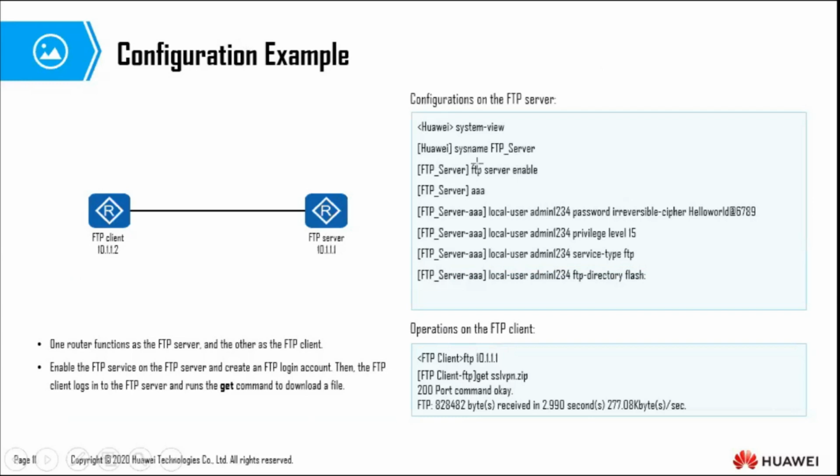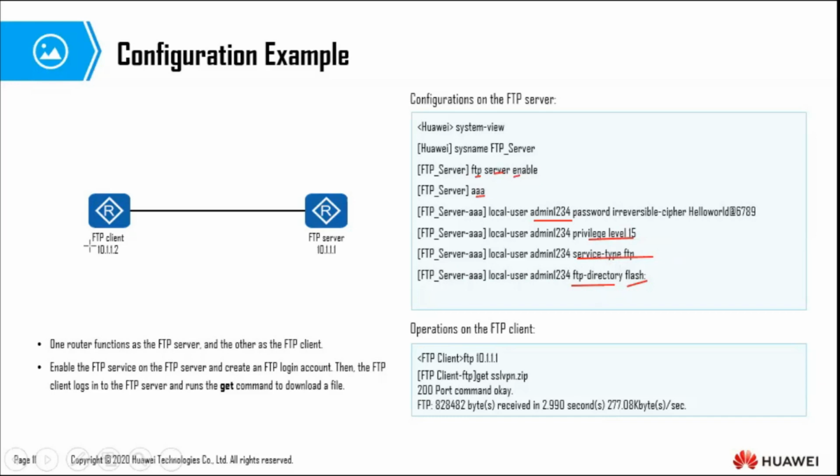So for the server, we have to use the command FTP server enable. Then we go into AAA. We create admin 1234 and the password. Then the privilege level, we give them 15. It has to be 3 or higher. Then we enable the service type as FTP. So local user admin 1234 service type FTP. Then after that, we configure the default directory. So FTP directory flash: full colon. So this will take them to the flash directory.